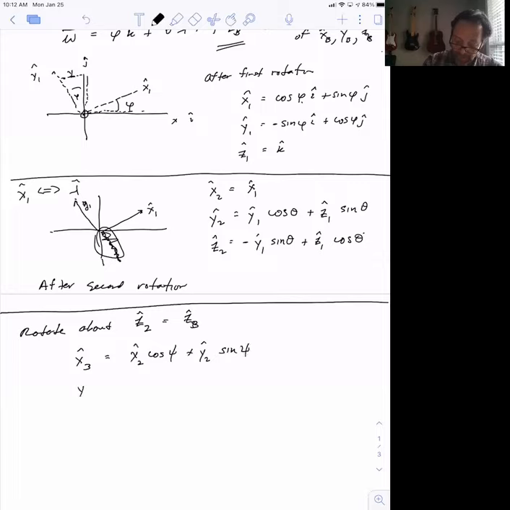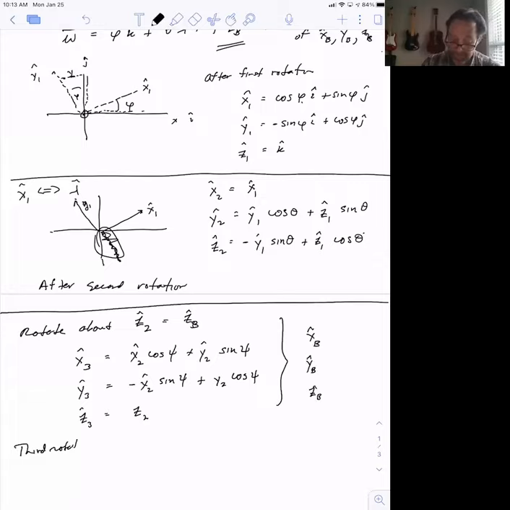And then I have y3. It's just the same rotation around the z. It's a rotation around the z-axis, is what it is. Positive angle. So this is minus x2 sine psi plus y2 cosine psi, and z3 is equal to z2. And because it's the final one, this is the third rotation, these are the body axes. So now I can associate them with the body axes.